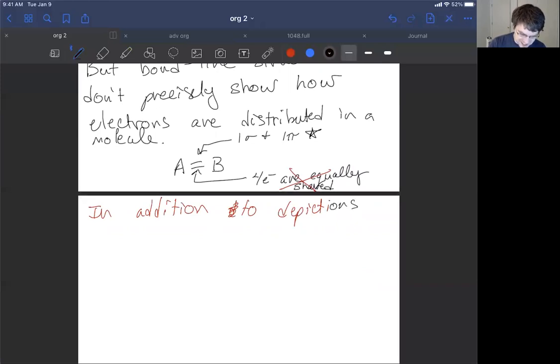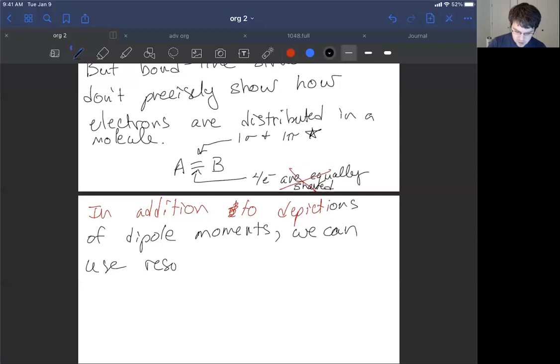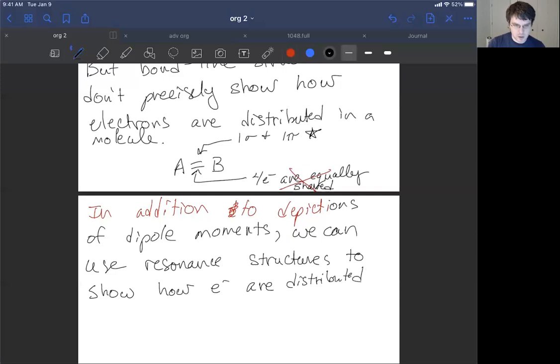Change the ink color. In addition to depictions of dipole moments, we can use resonance structures to show how electrons are distributed.